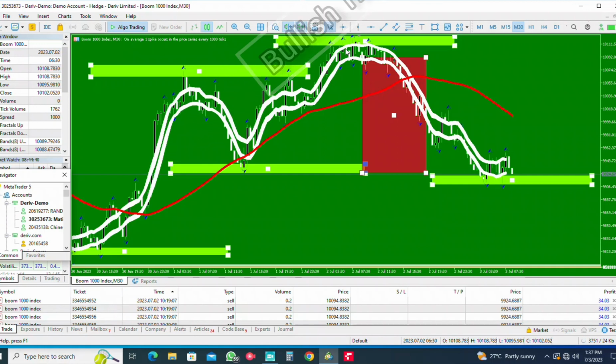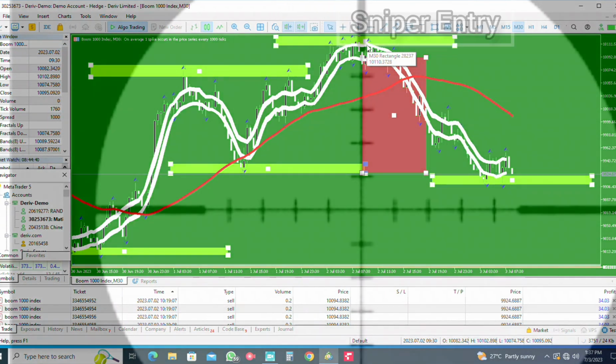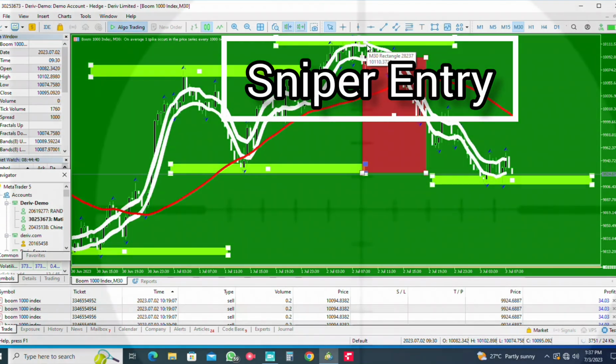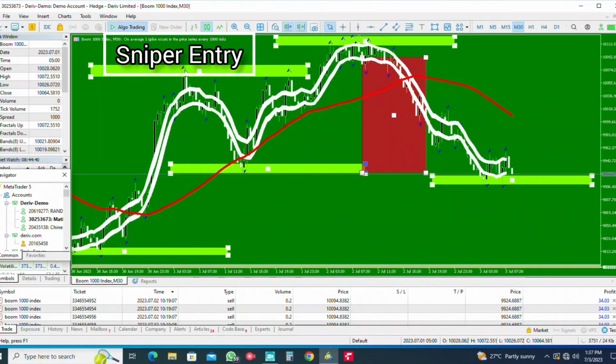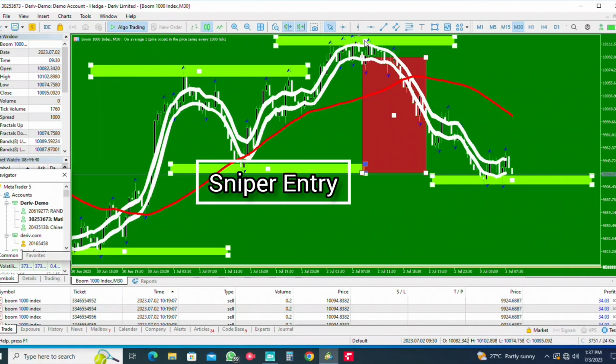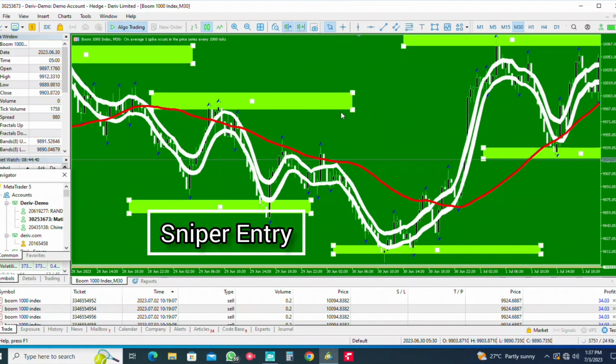Once you've seen that the market has exhausted its bullish trend to the overbought level, that's when you take your sell. That's when you start figuring out your sniper entry. Look at a sniper entry here. Look at another sniper entry. Let's trace it, you see the sniper entry I'm talking about.